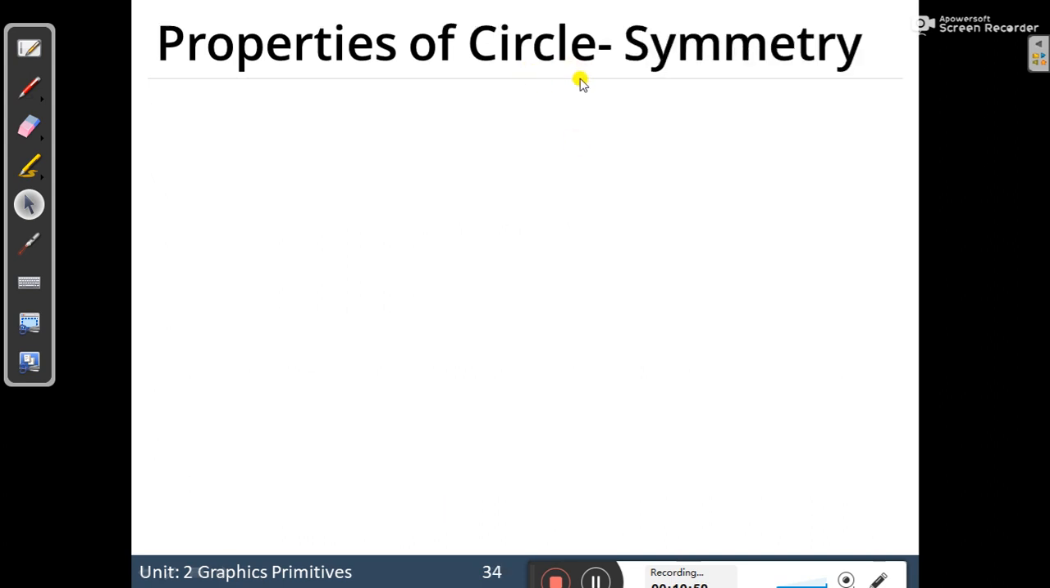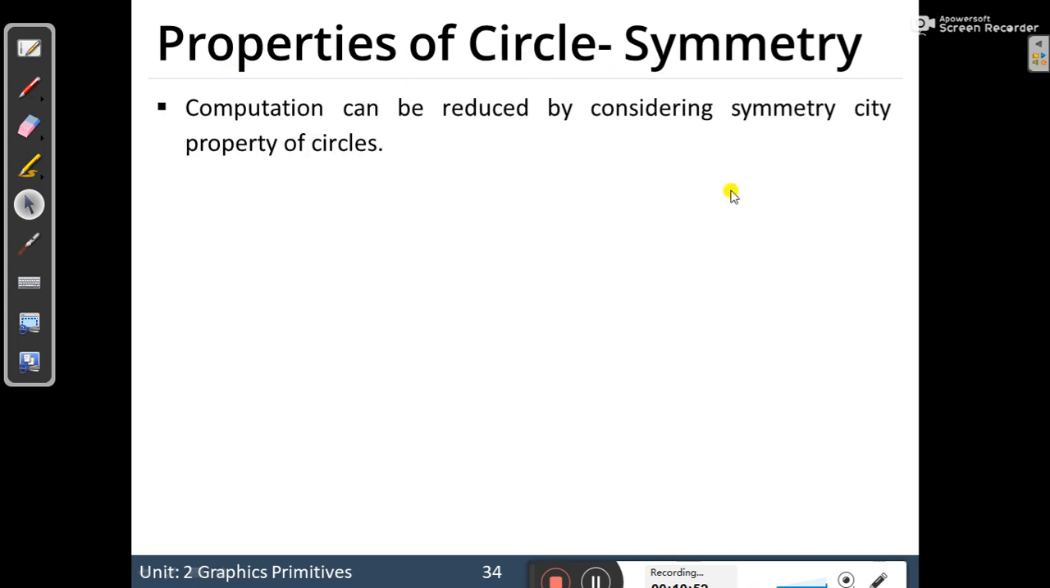There is another method, which is the property of circle symmetry. Computation can be reduced. So here you can see, to reduce the computation in all these cases we have studied till now, if we use Cartesian properties or polar properties, we might need to go for lots of computation because we have to go through all the points available in that circular boundary. So now the point is how can we reduce that computation? Computation can be reduced by considering the symmetry property of circles.